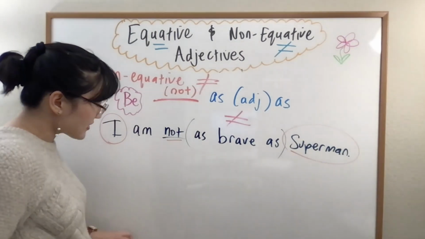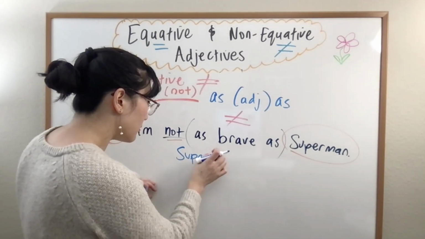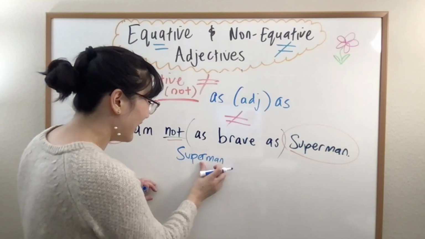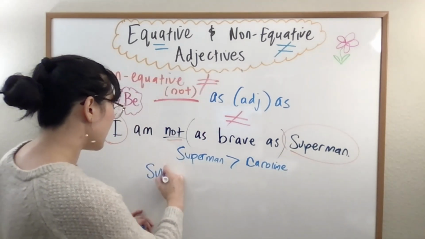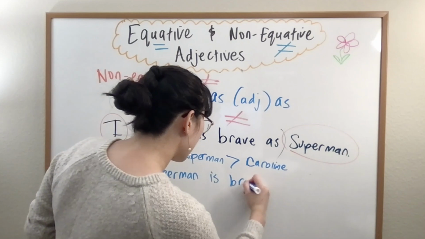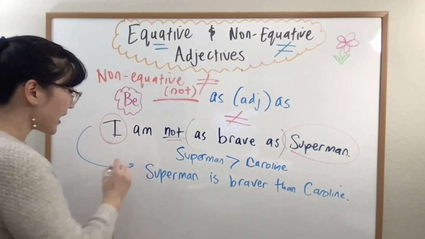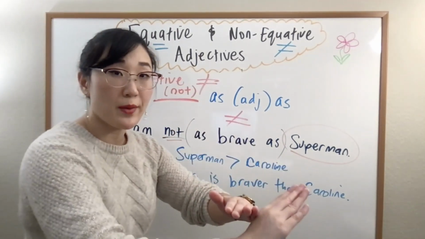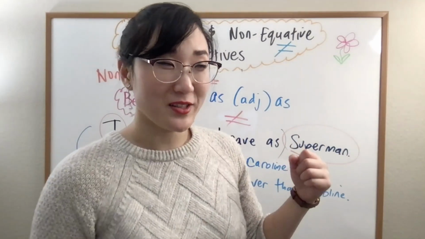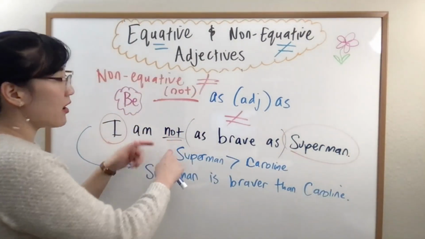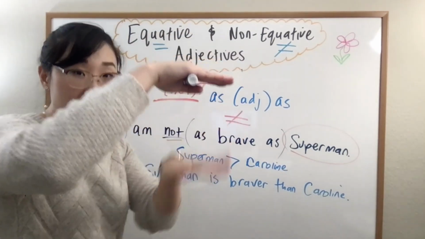Another way you can express this idea is saying that, oh, okay, so Superman is better than me, is better than Caroline. So Superman is braver than Caroline. That is what this is saying. I am not as brave as Superman. Me and Superman are not equal. I am as strong as Superman. Just kidding. Maybe. But I am not as brave as Superman. This translates to Superman is braver than Caroline.